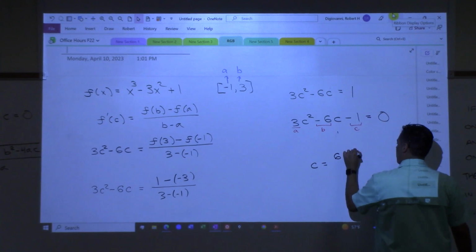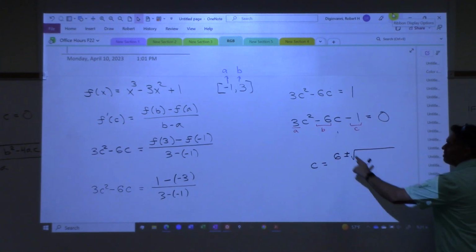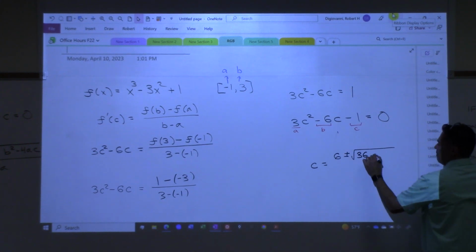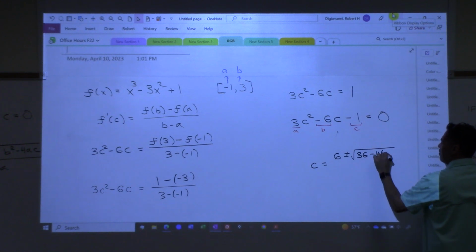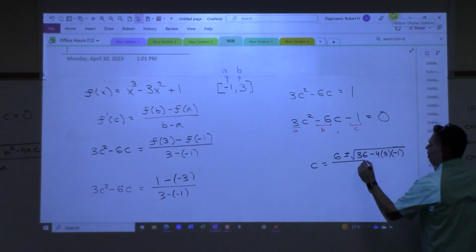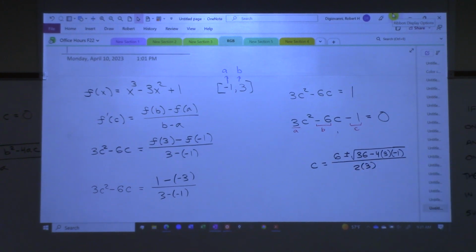Plus or minus the square root of. All right, now I need to square the b. So negative 6 times negative 6 is positive 36, right? Then minus 4 times a was 3 and c was negative 1. And then all of this over 2 times a, which was 2 times 3. Get your calculators, because I want a decimal answer here.